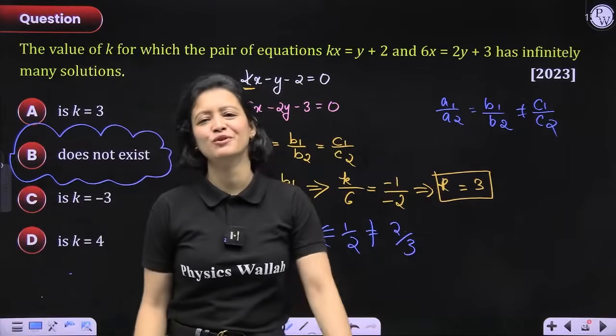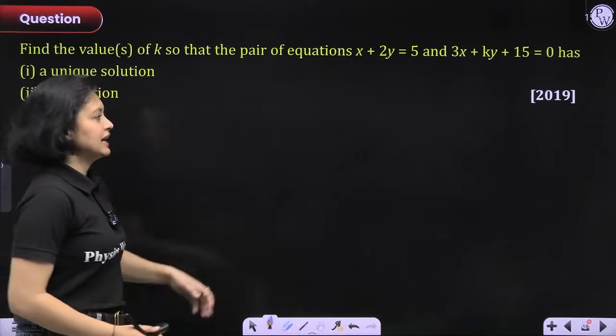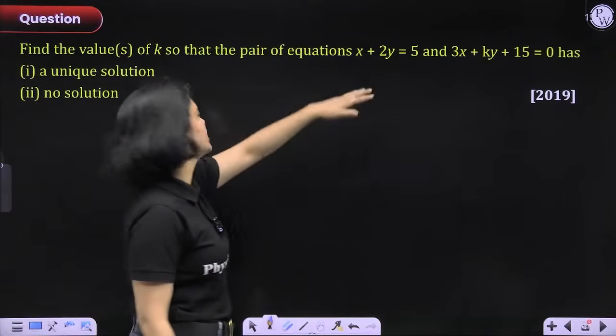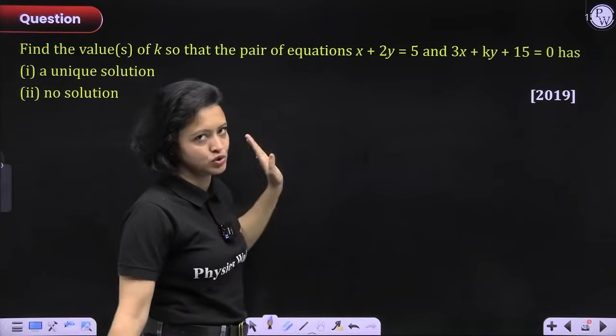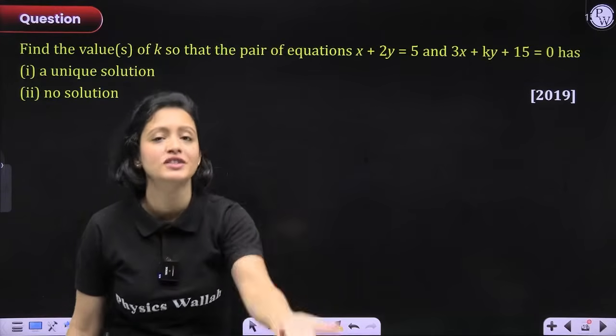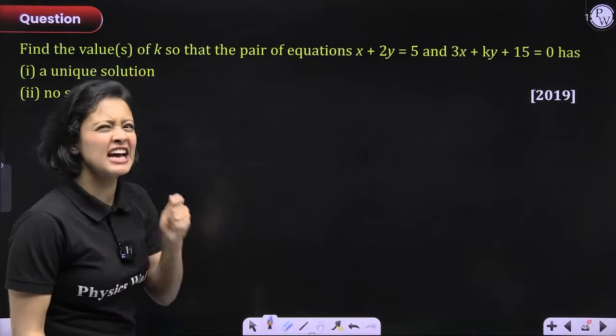Okay? Let's move on. Now, next question, guys. 2019, okay. Find the values of k so that the pair of linear equations has a unique solution. Second part, no solution. ठीक है? I think now you have got a hang of these questions, so I want you people to do it yourself. Let's see how many of you people can find the answer before me, right?